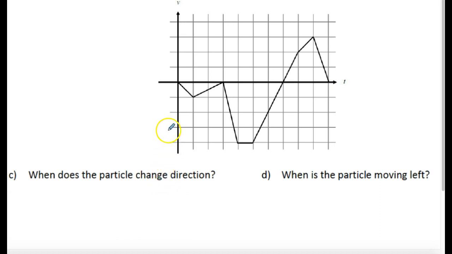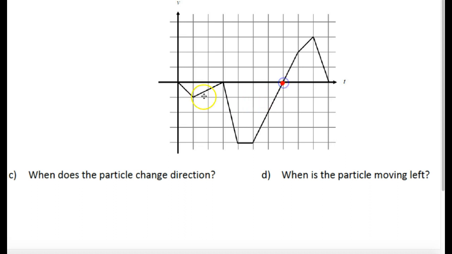Well, in order for it to change direction, we have to change from a positive to a negative velocity or a negative to a positive velocity. So the only places that could happen is when our velocity equals 0. Well, we had 4 places, right? Here, here, here, and here. But there's actually only one of those where we change from a positive to a negative or negative to a positive. That happens right here.